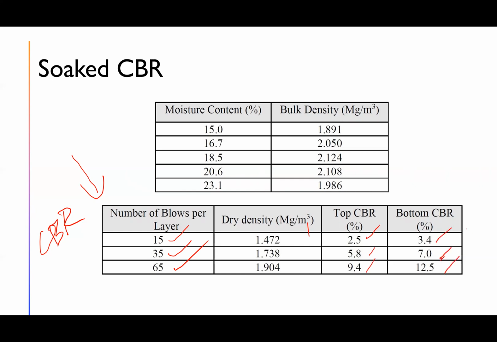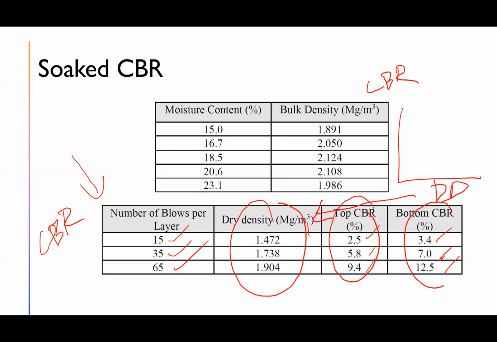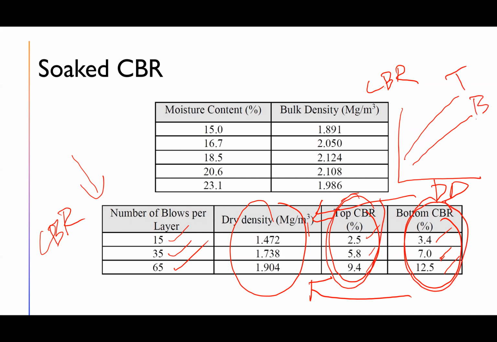Once you have this data, then you plot CBR against dry density. Basically you have 2 sets: one for the top and one for the bottom.